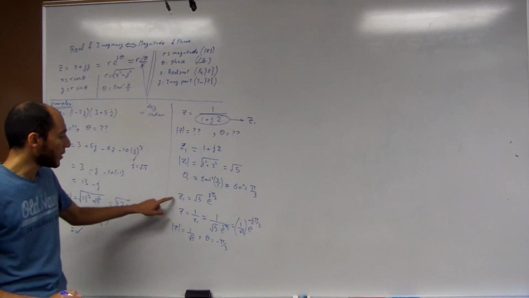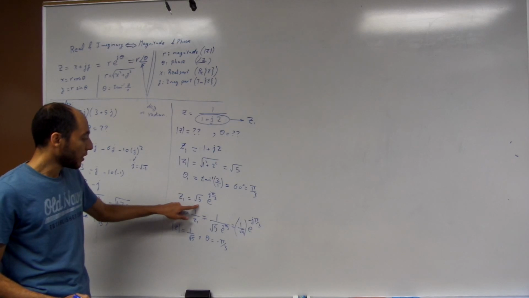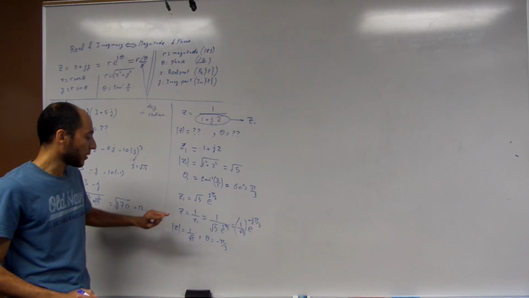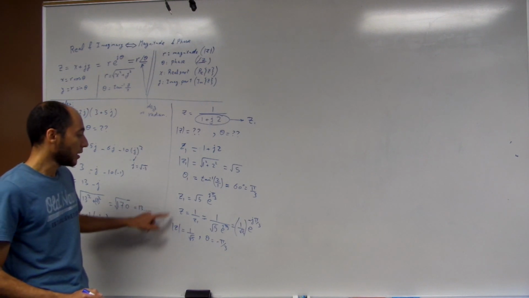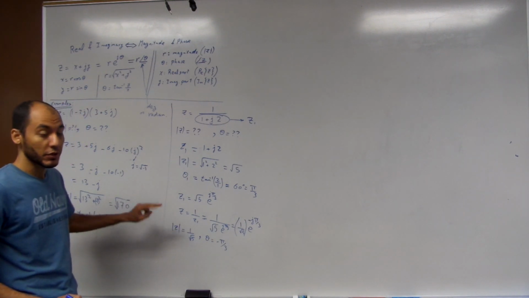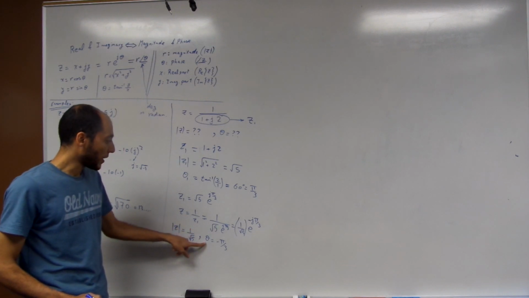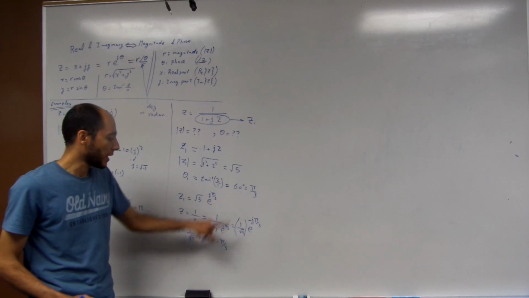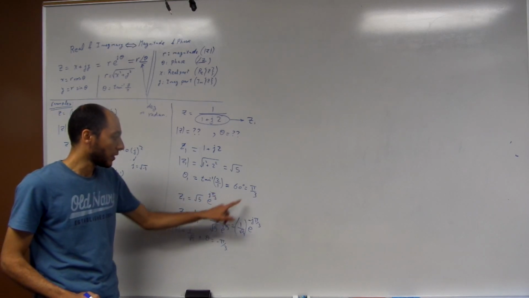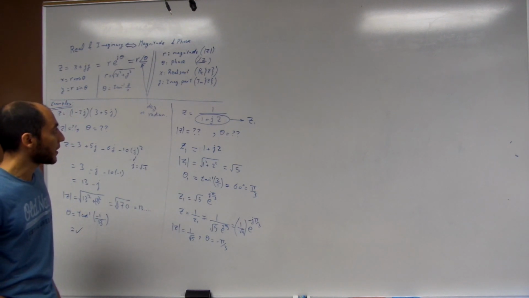So the difference between z1 and z is that z1 and z have reciprocal magnitudes, one over the other. And the difference between theta and theta 1 is the negative sign. So this is negative pi over 3, and this is pi over 3. Okay, so that's how you do it.